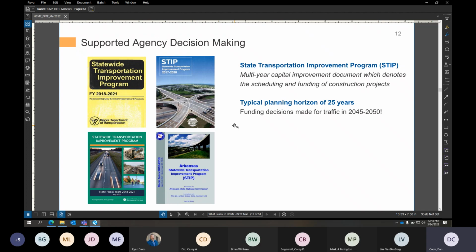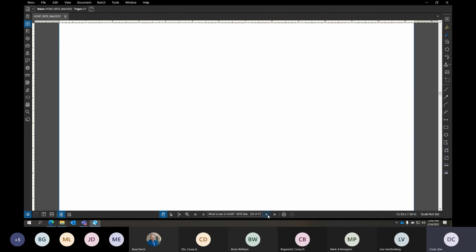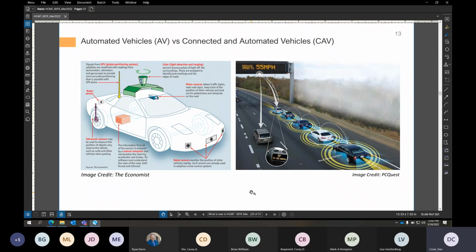And now agencies are making decisions, planning level decisions for things in the middle part of the century, even going a little past the year 2050. So the research that was conducted, well, let me step back for a second.